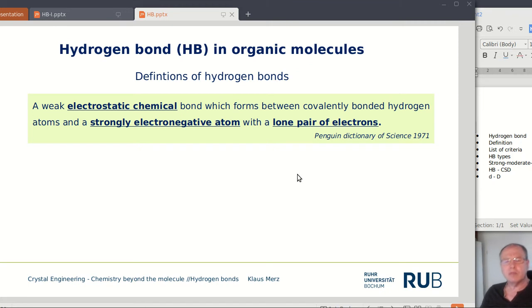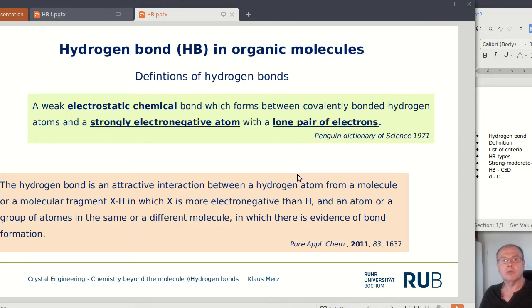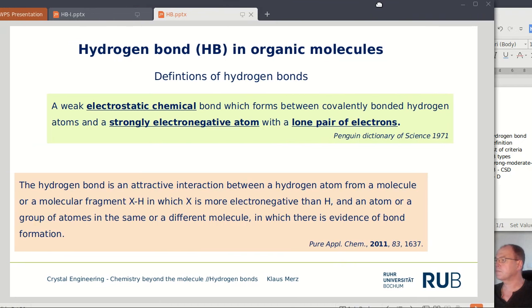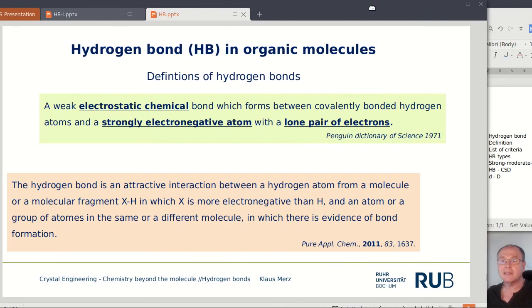I would say this is an extremely restrictive way of talking about a hydrogen bond, and this extreme restriction was the background, the reason several scientists thought about a new definition of hydrogen bond. And I would say the best definition of hydrogen bond is written here.